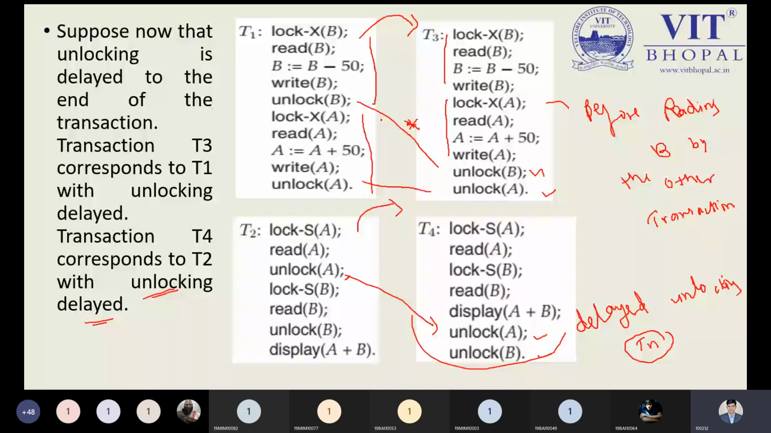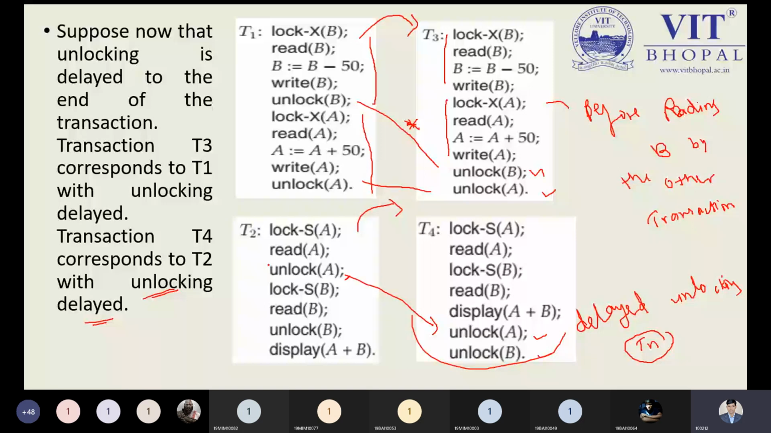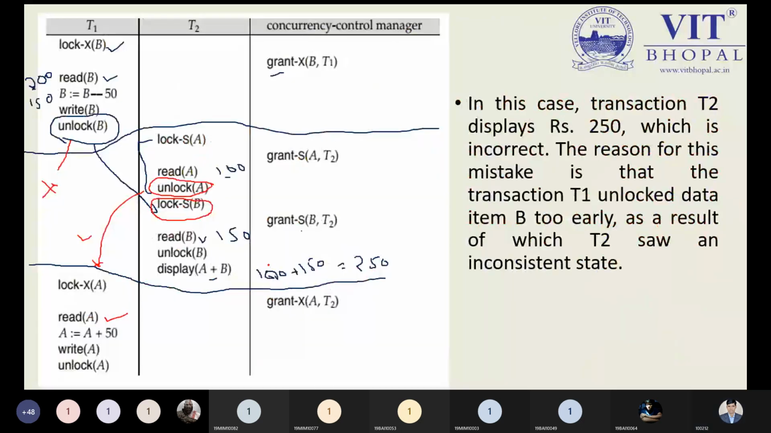So see, T4 will not print out an inconsistent result in any of them. So T3 and T4 we have. Now see, T3, T4 we have. So instead of using T1 and T2, we are using T3, T4 here. Now tell me what would be the output. So what would be the output? That is the part I'm leaving.